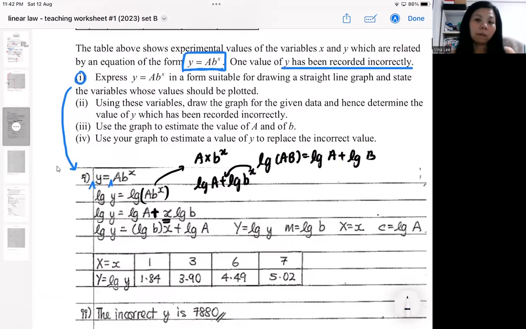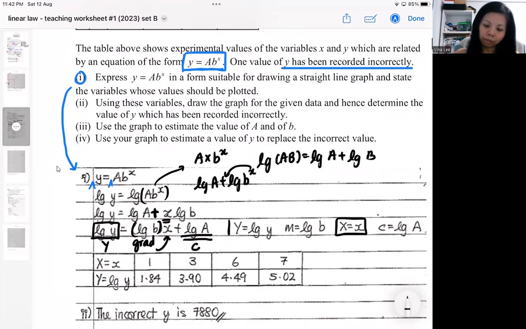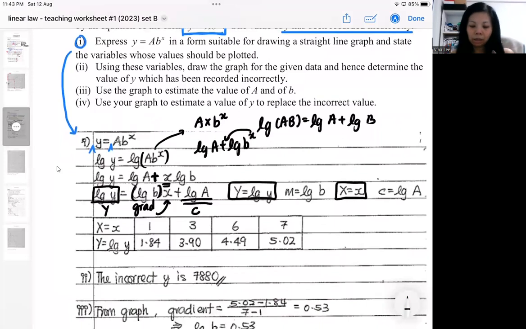So you need to perform some amount of logarithm. After that, you rearrange it a little bit, and you will see that this part here is the gradient because it's attached to x. And this part here is your intercept. And your capital Y is LGY, and your capital X is the small x. So in this question, they never tell you the capital X and capital Y. You need to do the linearization yourself. But it's still the same step 1.